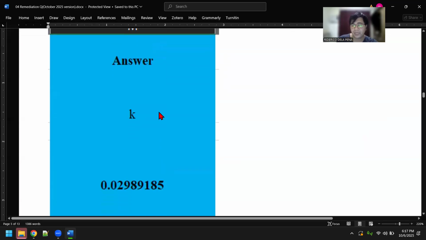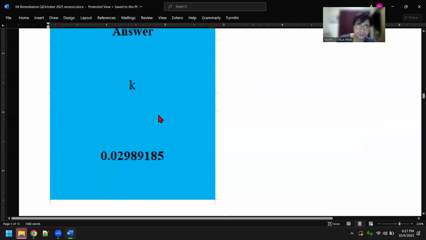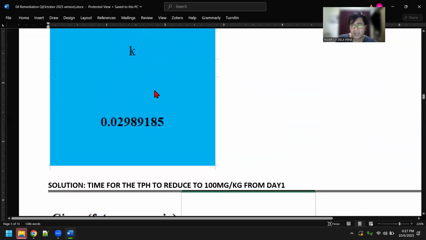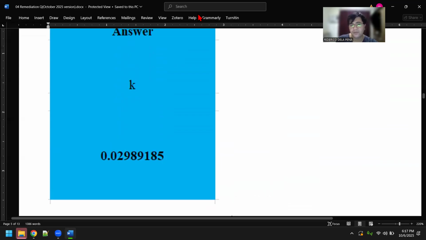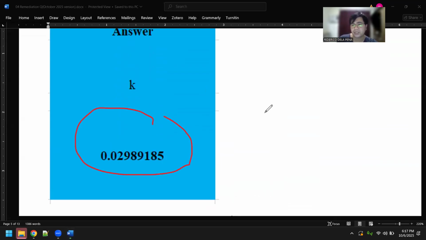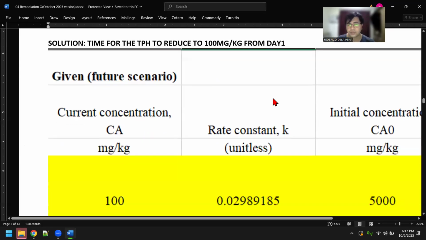K is a dimensionless or unitless number. And this is going to be useful for making predictions, like what would be the concentration in the future given a certain amount of time, or how long would it take for the contaminant to reach safe levels? We're going to be doing that in the next part of the tutorial.